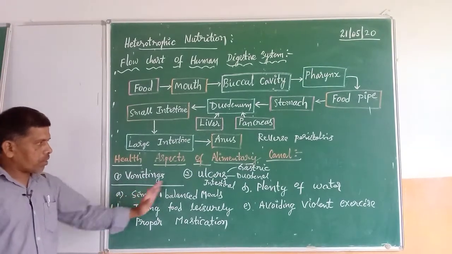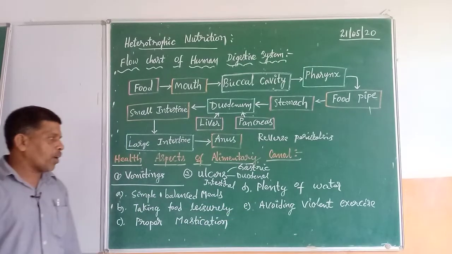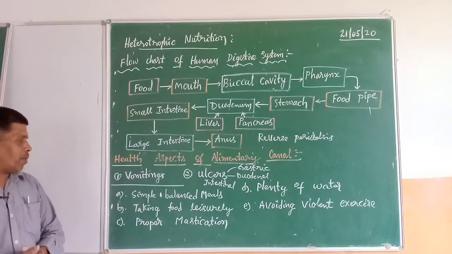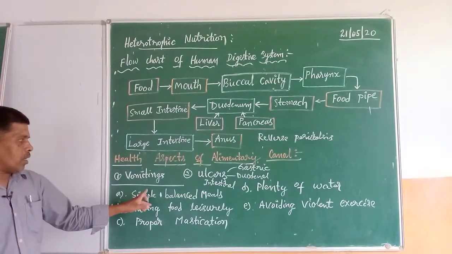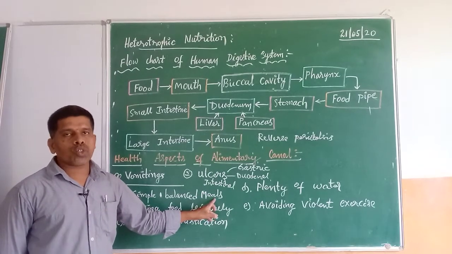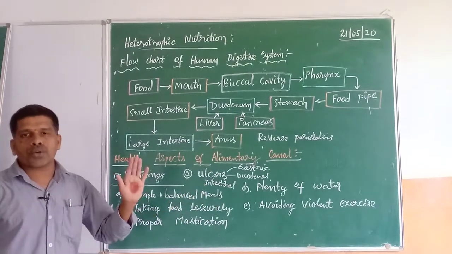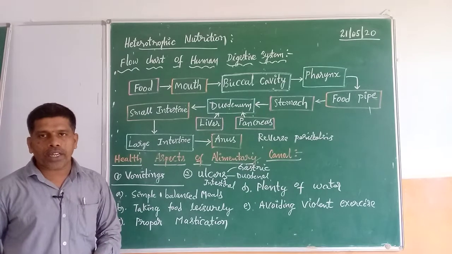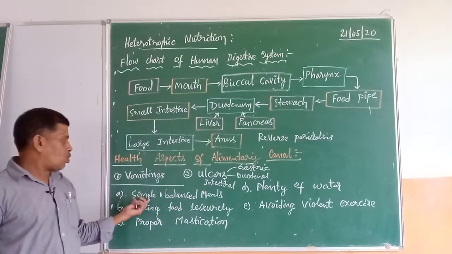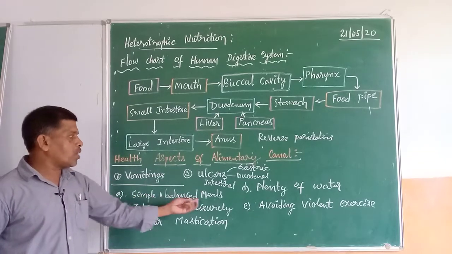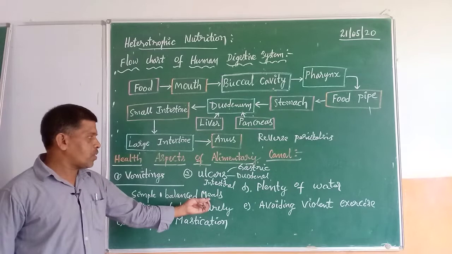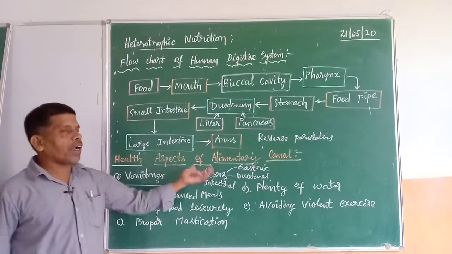Here we have written 6 most important points to avoid these problems related to the alimentary canal. Number 1, take simple and balanced meals. Balanced meals means the food we take should contain the required quantities of nutrients, such as carbohydrates, proteins, fats, vitamins and minerals. The food should be simple, not heavy, and balanced. Taking simple balanced meals on time will avoid the problems of vomitings and ulcers.